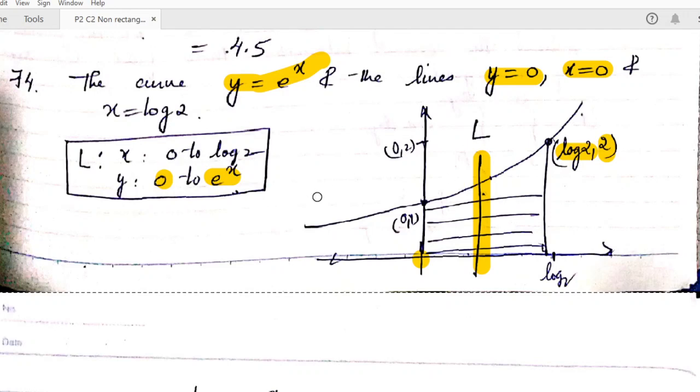Now we will consider the limit of x. We can see that this line covers this region when it is shifted from this point to this point. At this point, the value of x is 0, and at this point, the value of x is log 2. So we can see that the limit of x is from 0 to log 2. So our limits are x from 0 to log 2 and y from 0 to e raised to x.